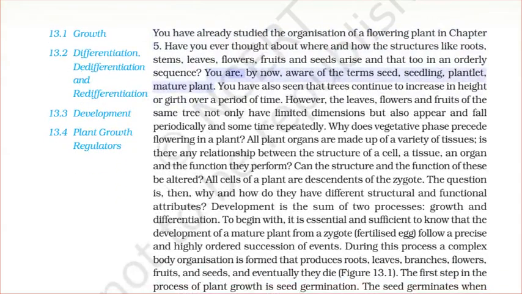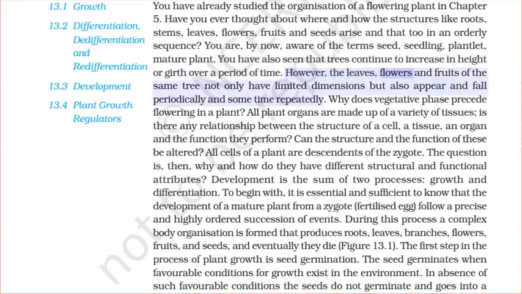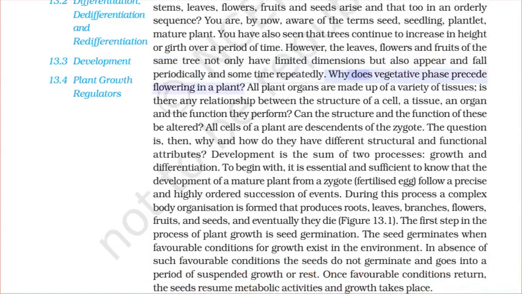You are, by now, aware of the terms seed, seedling, plantlet, mature plant. You have also seen that trees continue to increase in height or girth over a period of time. However, the leaves, flowers, and fruits of the same tree not only have limited dimensions but also appear and fall periodically and sometimes repeatedly. Why does the vegetative phase precede flowering in a plant?